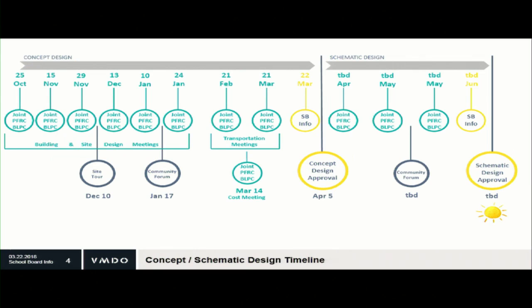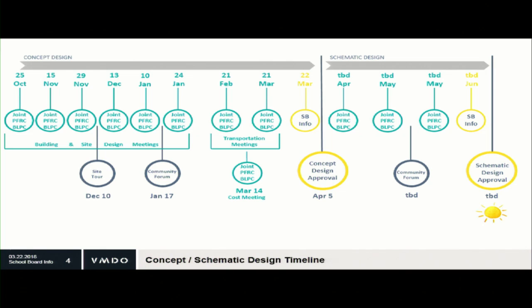This is what the meeting schedule has looked like since we began the BLPC PFRC process. We started back in October. All of the meetings have been joint meetings. I think that's a lesson learned from the Fleet process, that it was better to have the committees in the room to hear each other, hear all the voices and perspectives in the same place.